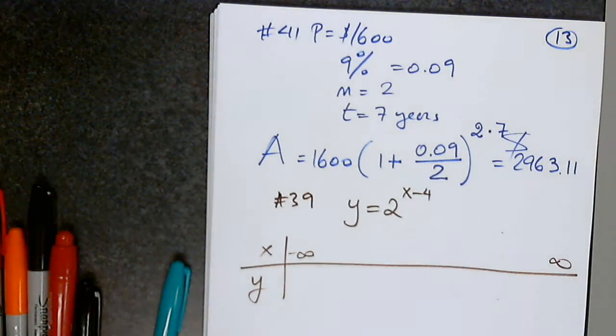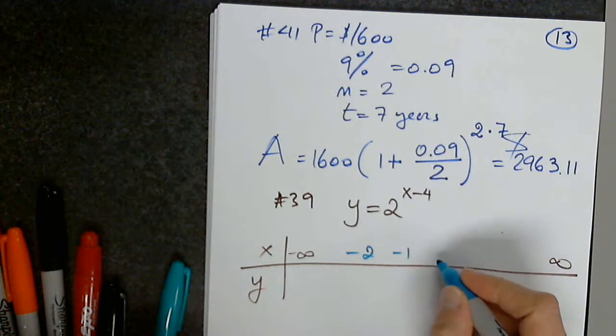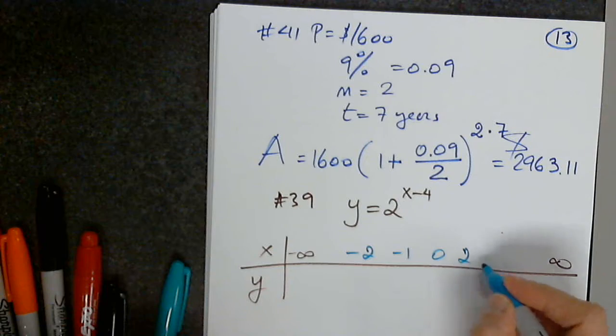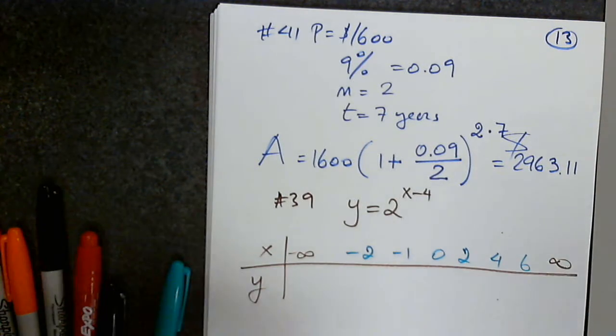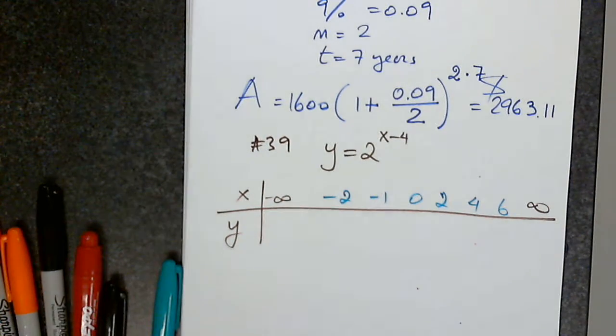So let's pick some numbers. Let's say -2, -1, 0, 2, 4, 6, and let's get the y values. So let's go to the graphing calculator. In y equals, please clear if you have anything else. And let's put in this function: 2, power, in parentheses, very important, x minus 4.